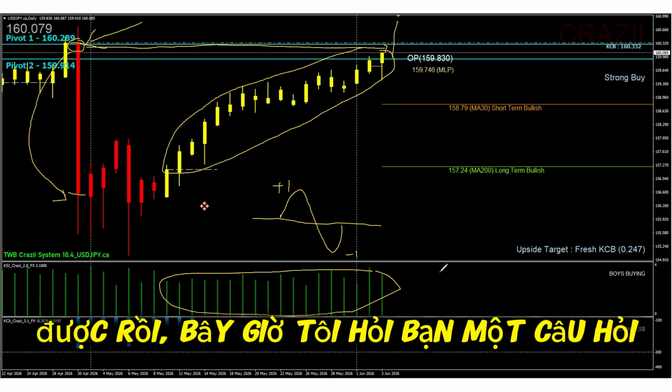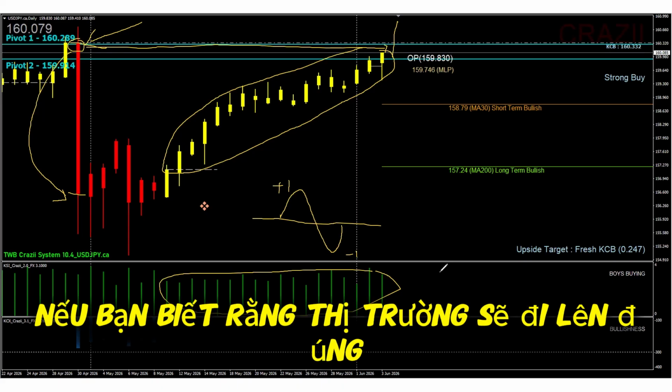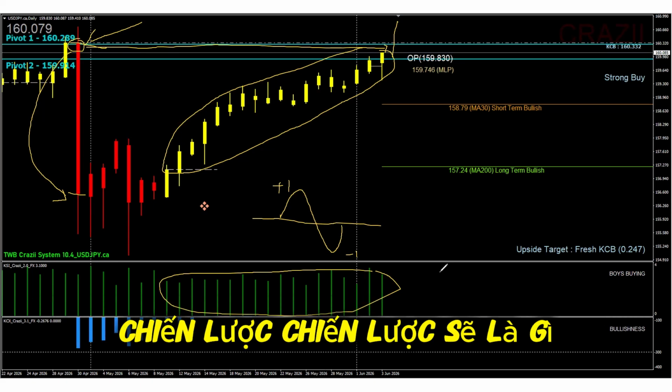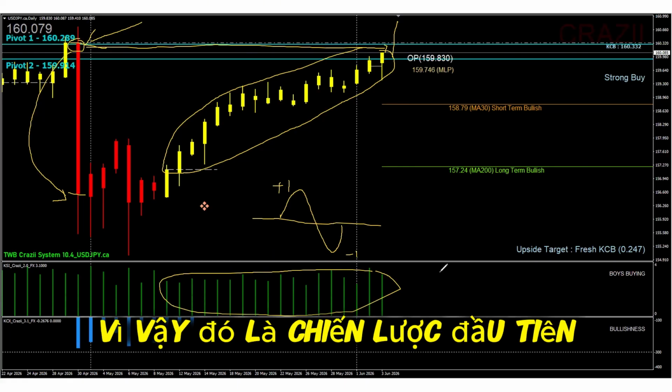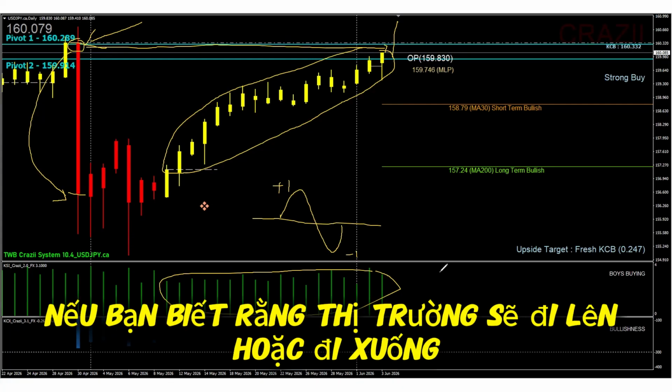Okay. All right. So now I ask you a question. If you know that the market is going to go up, what would the strategy be? Very simple. Above OP, just buy. So that is the first strategy that should come to your mind if you know that the market is going to go up or go down.